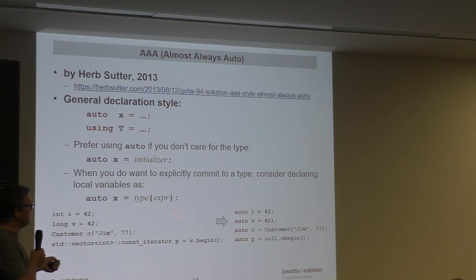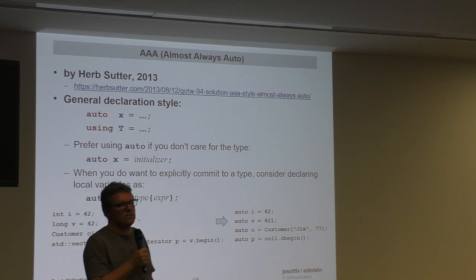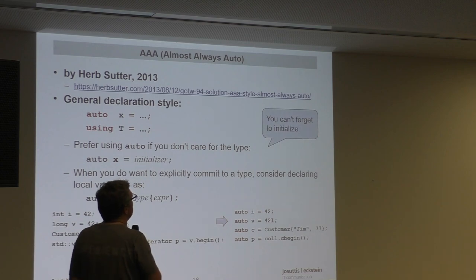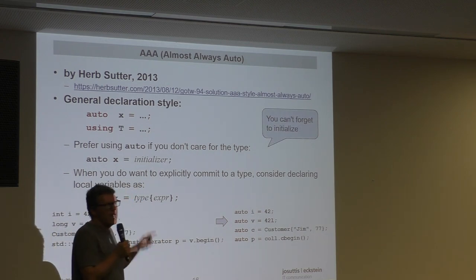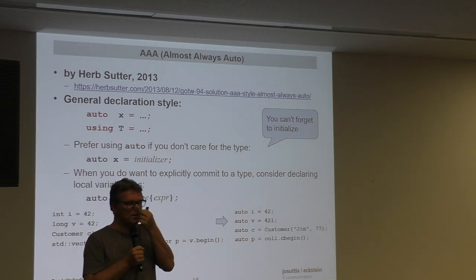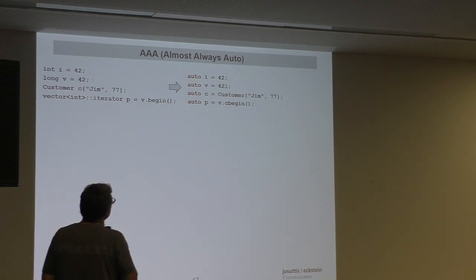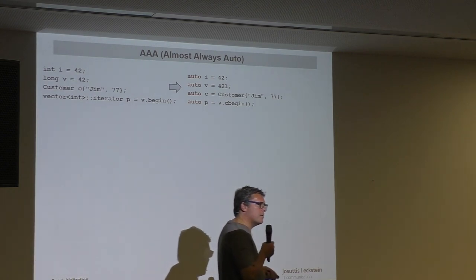And if we use a customer, we write auto c equals Customer of Jim and 77. And the same for a vector const iterator, where we should use, of course, cbegin, because for a const iterator, we need cbegin instead of begin. That was the rough idea. And one of the compelling arguments here is you can't forget to initialize. If you forget to initialize, it will not compile. So there's some benefit of this approach. Well, let's see. These are some examples, but there are more.